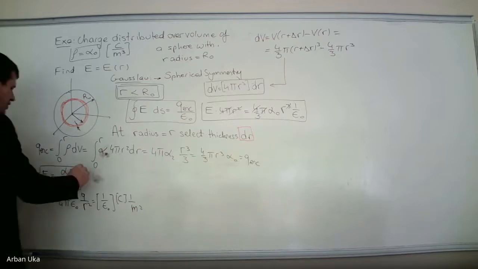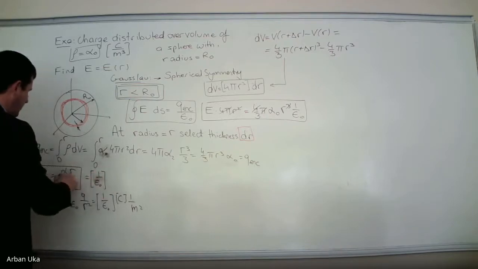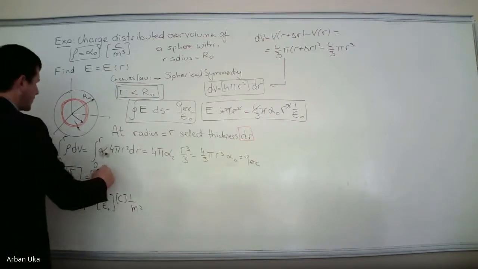Now let's come to this expression. Do the units match? This is 1 over epsilon 0. Alpha 0, what was the unit of alpha 0?